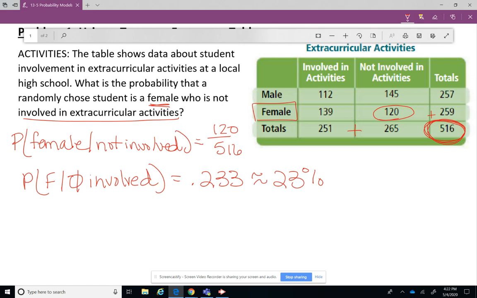Why did I say involved? I didn't mean to say involved. I meant to say not involved. It's not involved.